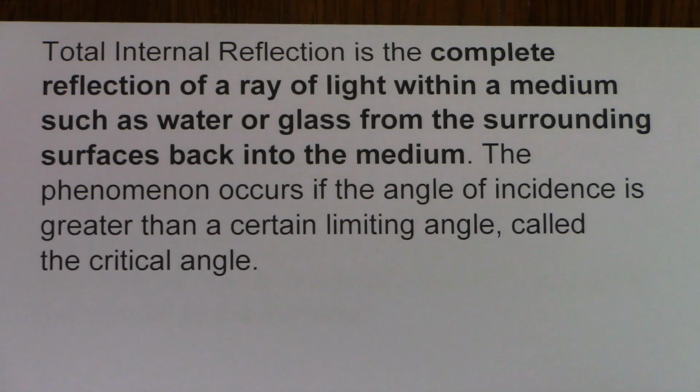Total internal reflection is the complete reflection of a ray of light within a medium such as water or glass from the surrounding surfaces back into the medium. The phenomenon occurs if the angle of incidence is greater than a certain limiting angle called the critical angle.